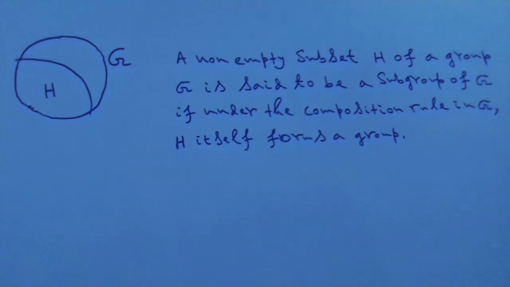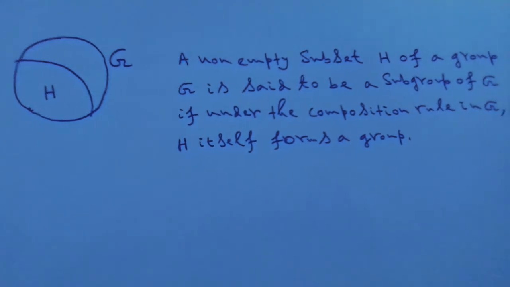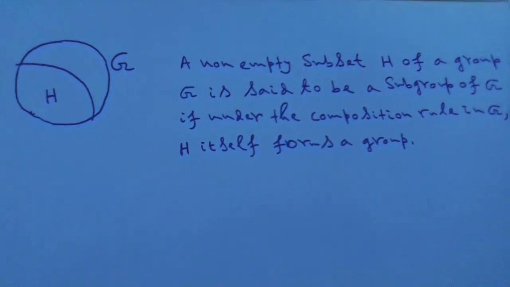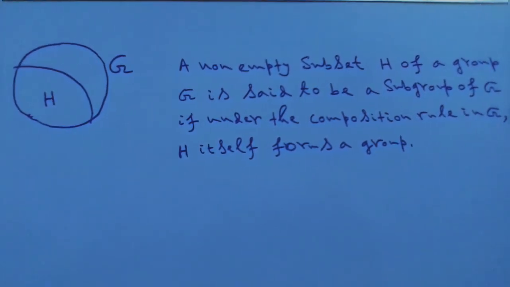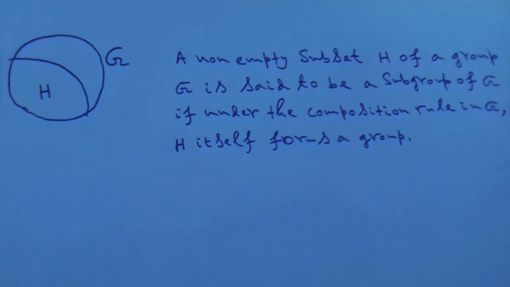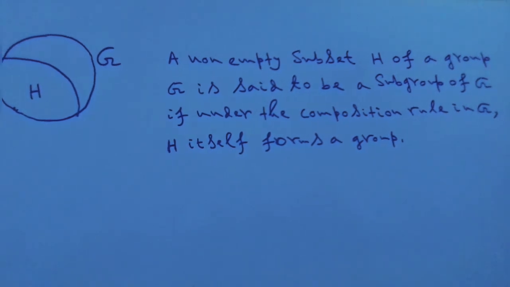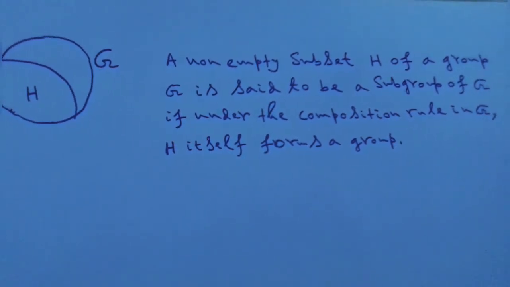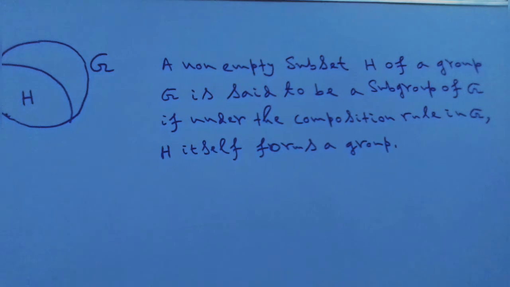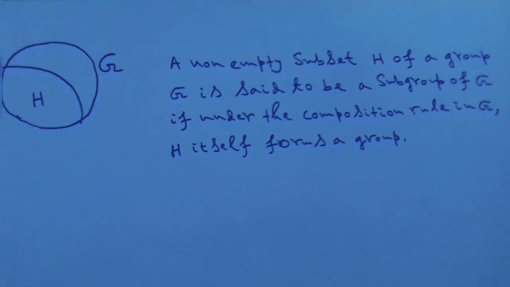Now let's discuss the new interesting topic of subgroups. That's the basic structure. Here in the diagram, H is a group, G is a group, and H is a subset of G. So at first we are going to define what a subgroup is. G certainly has some structure, that is a basic group structure. Then a non-empty subset H of a group G is said to be a subgroup of G if, under the composition rule defined in G, H itself forms a group with respect to this composition. So this is a clear-cut structure of a subgroup.